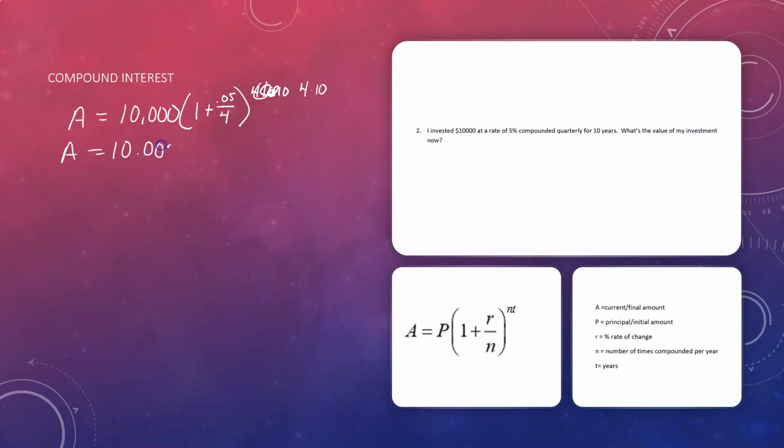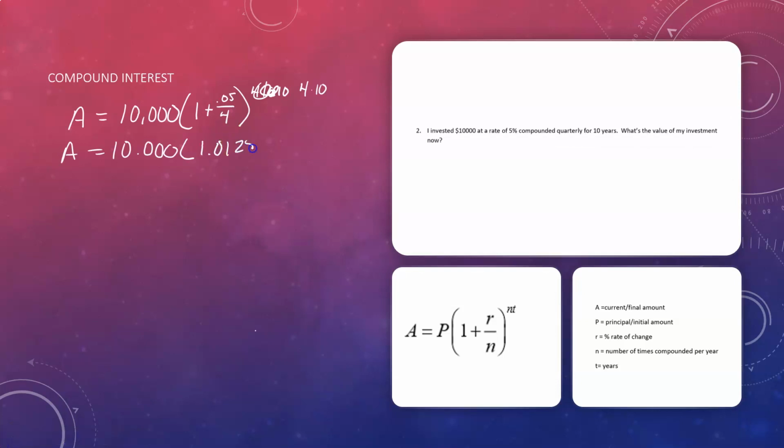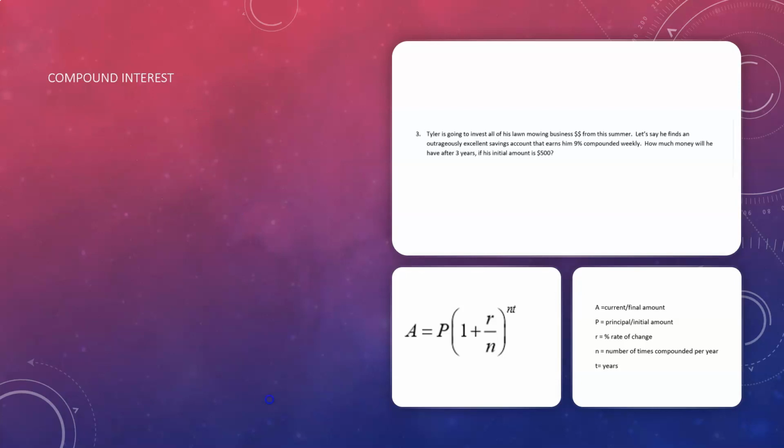So let's deal with the parentheses. If I divide 0.05 by 4 and add 1, I get this number, all to the 40th power. When I take it to the 40th power, I get this. And when I multiply those two together, after 10 years, it's pretty good. You get about $16,436.20.